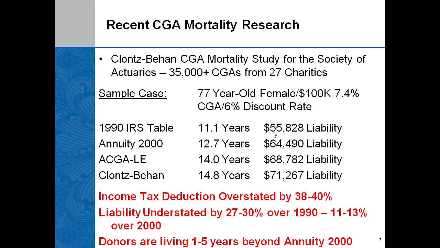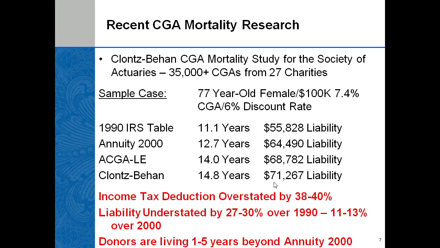Using the ACGA study, which is plus or minus about 2%, dead on, that we had conducted, that's posted, and you can have real fun reading that, that actually increased her life by about 3.7 years, so from 11.1 up to 14.8. Doesn't seem like much, but that liability went up to $71,000.